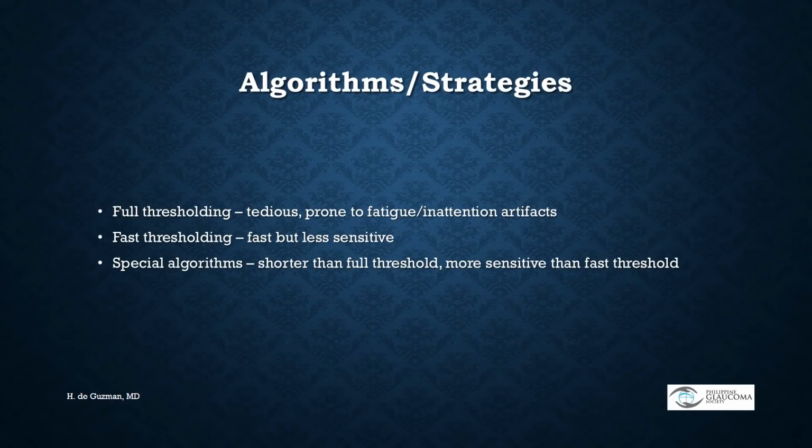Full thresholding is very sensitive, but it takes a long time and is prone to artifacts because the patient gets tired or loses concentration. Fast thresholding, on the other hand, is faster, but it's less sensitive. So a good compromise are the special algorithms, which are shorter than the full threshold but more sensitive than the fast threshold.